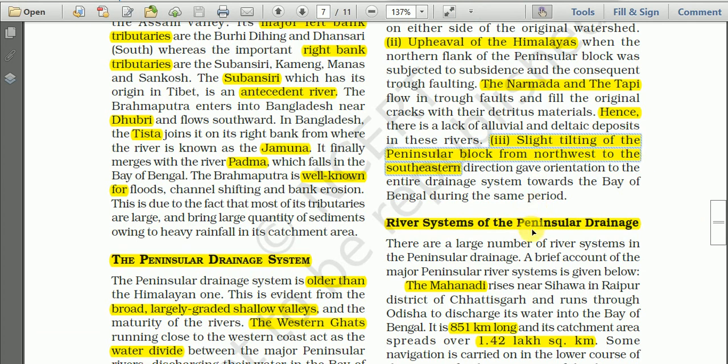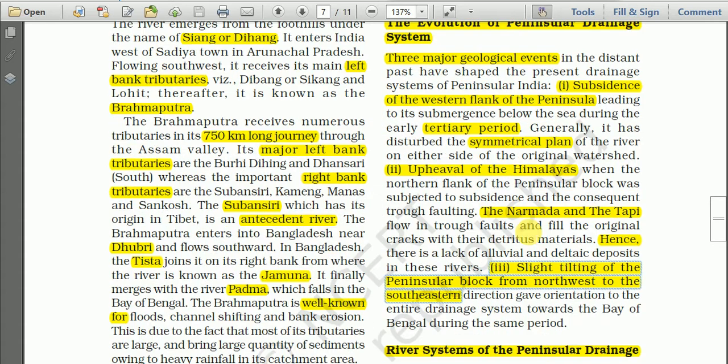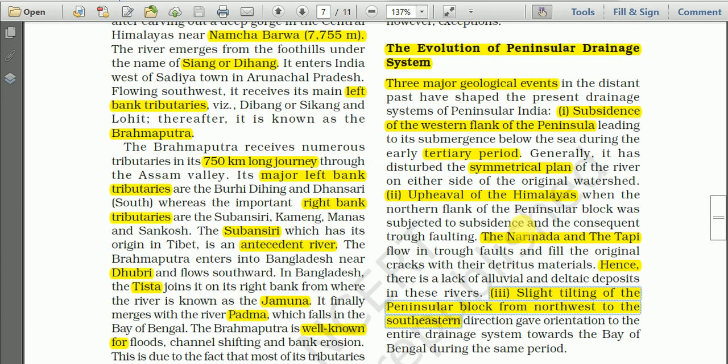So these are the three phases, or the three major geological events, telling about the evolution of the peninsular drainage system. Are you clear? Any question?